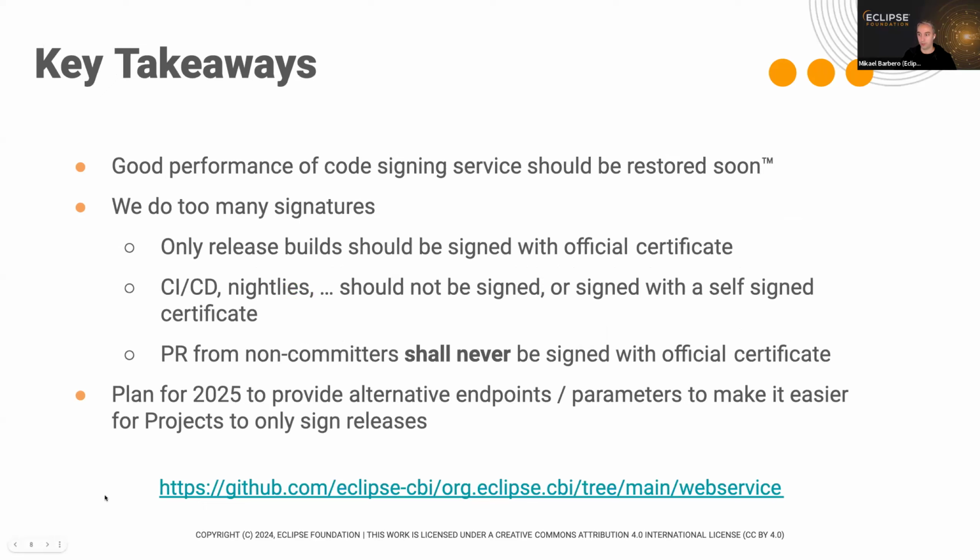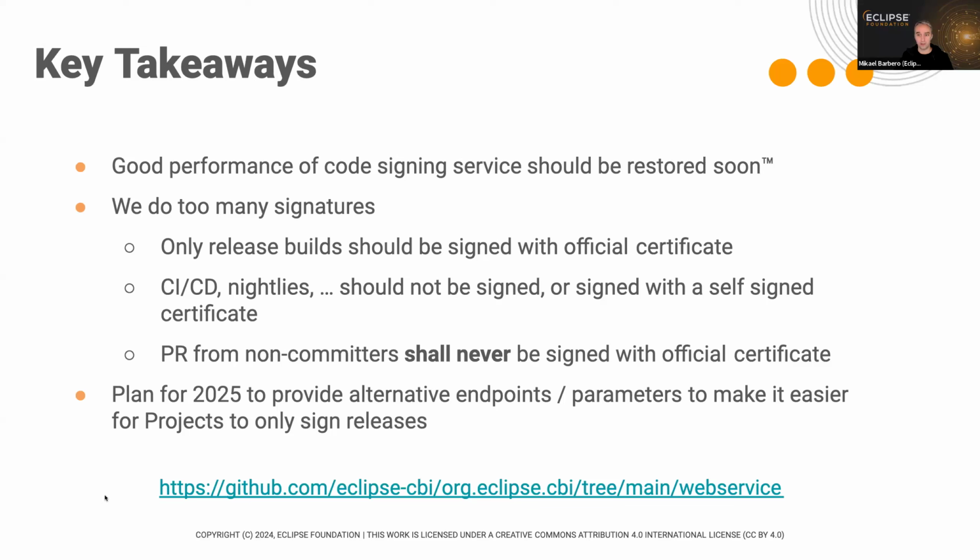The key takeaway is that the good performance we had before will be restored soon. But at the same time, we have to realize as a community that we do too many signatures. If we reflect on what is signed in those 10 to 15 million, everything is signed. The CI, all the CI builds, the nightlies and so on are signed with a real certificate from the Eclipse Foundation. It means that any artifact that comes out of a CI is trusted by operating system platforms.